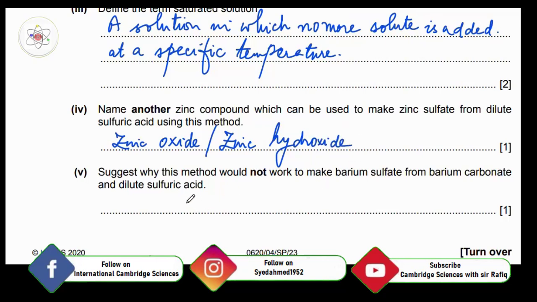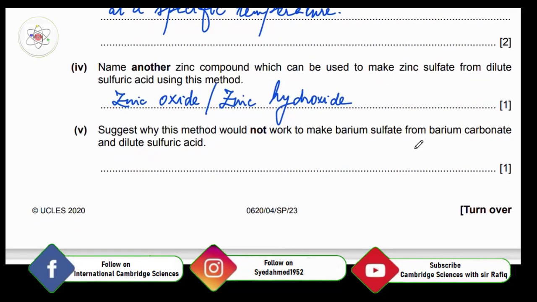Right. Suggest why this method would not work to make barium sulfate from barium carbonate and dilute sulfuric acid. So the only reason is that barium sulfate is a salt which is insoluble. So this method is not used for making insoluble salts. So the reason is that barium sulfate is insoluble.